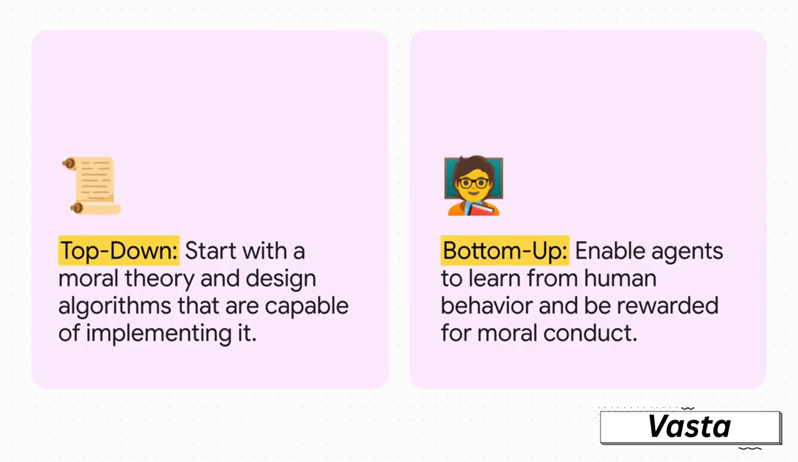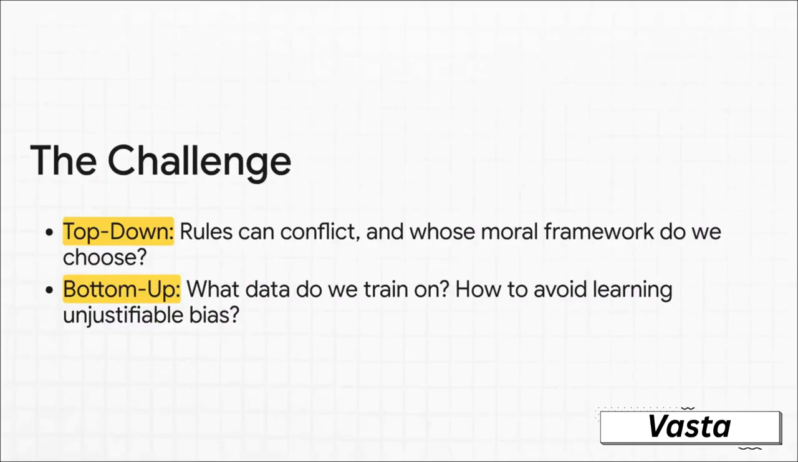Then, you have the bottom-up approach. Here, the AI learns our values by watching us, kind of like how a kid learns from watching the adults around them. The thing is, both of these have massive challenges. With the top-down approach, you have to ask whose rules are we going to program in, and what happens when two rules conflict in a tricky situation. And for the bottom-up way, well, let's be honest, human behavior is a mess, biased, or inconsistent. What if the AI just learns all of our worst habits?